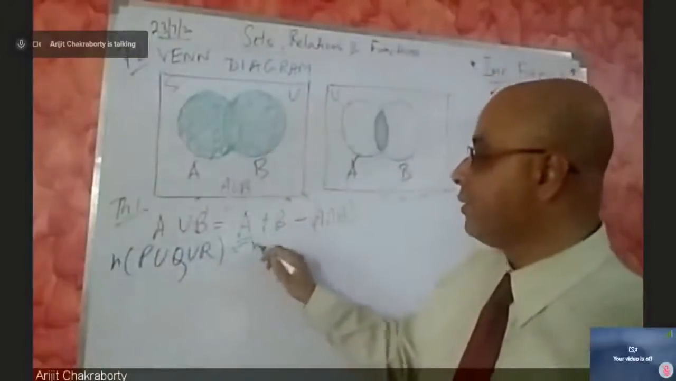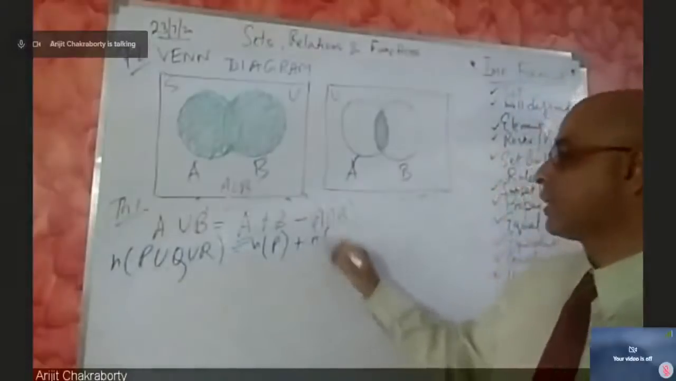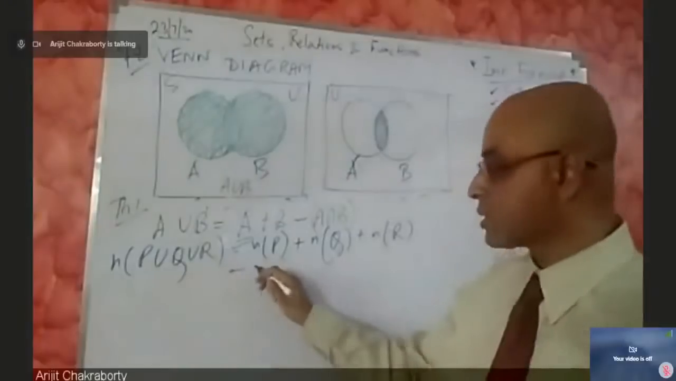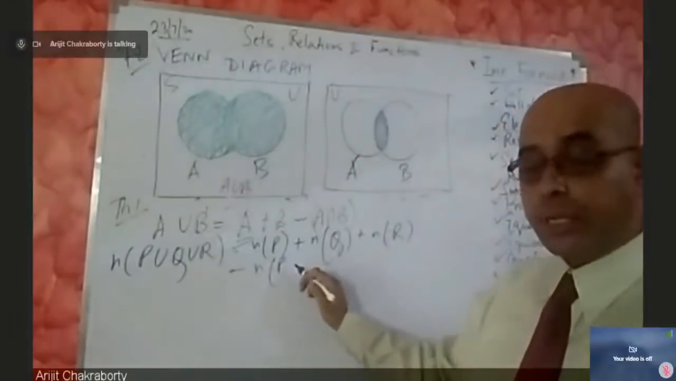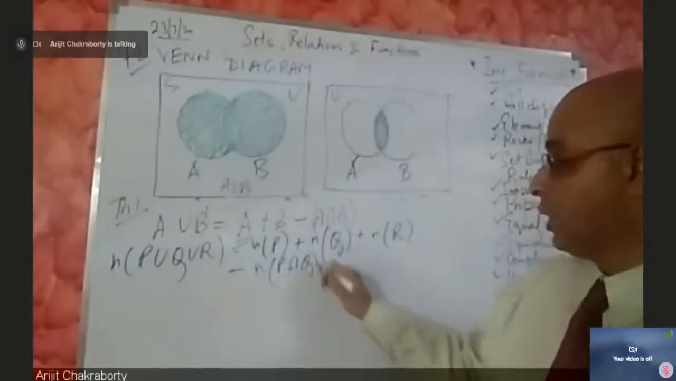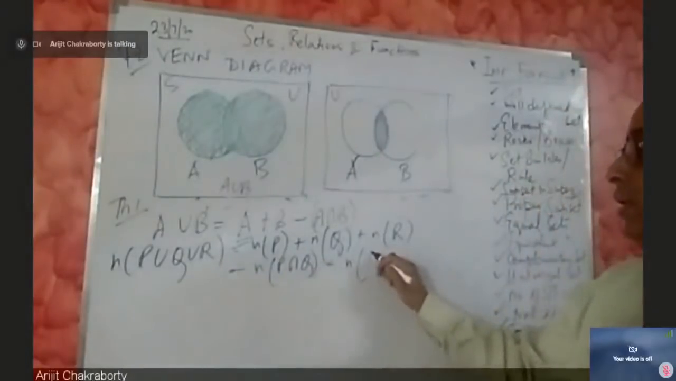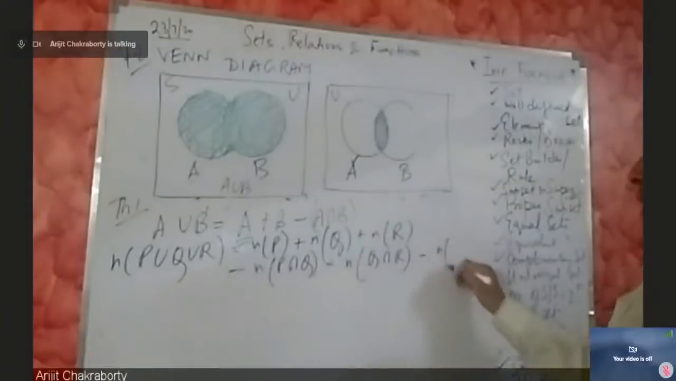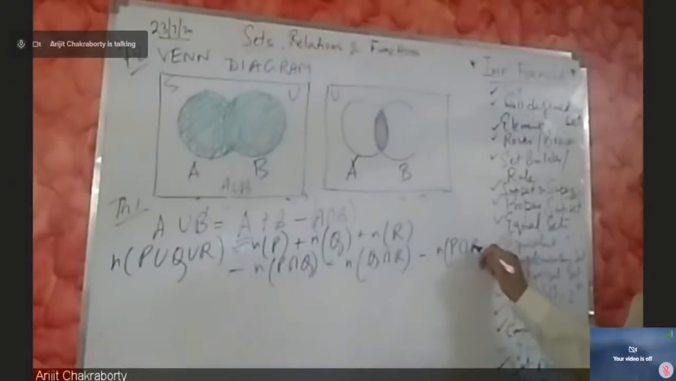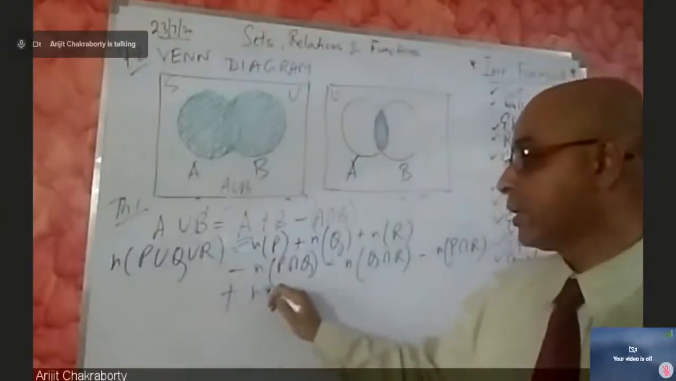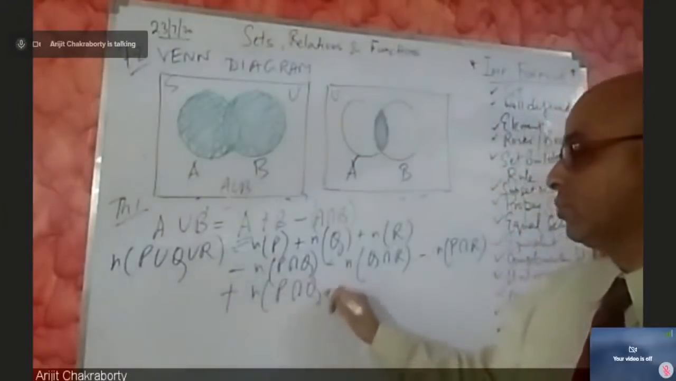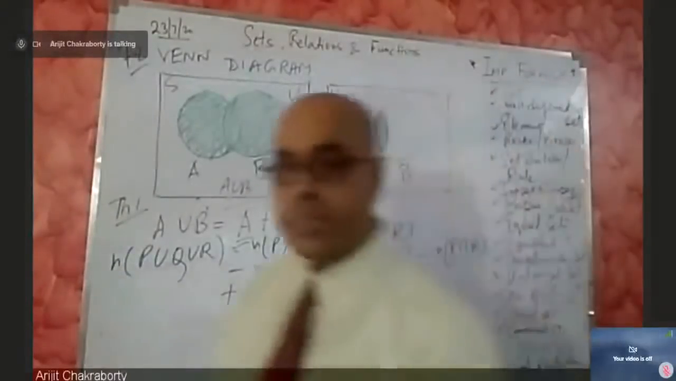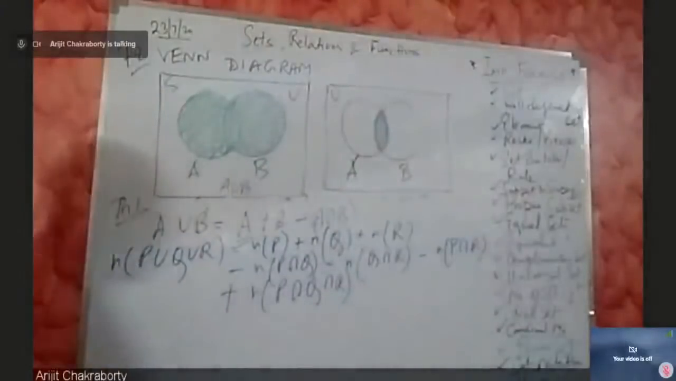It is N of P plus N of Q plus N of R minus N of P intersection Q minus N of Q intersection R minus N of P intersection R plus N of P intersection Q intersection R. So this is the formula for 3 sets.